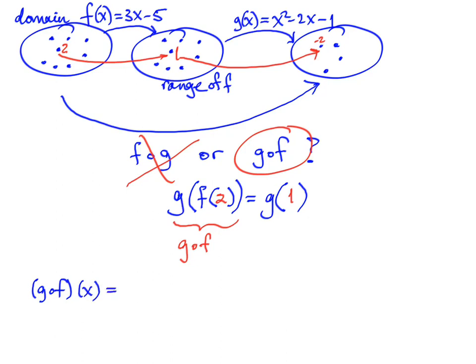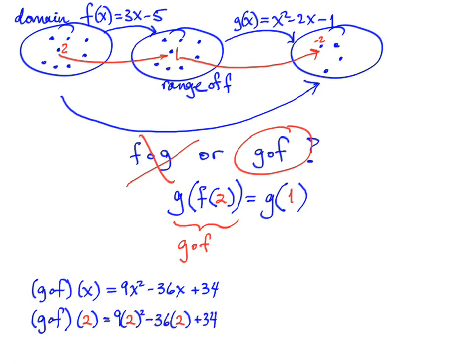And remember that g composed with f, we actually figured out what that function was. It was 9x squared minus 36x plus 34, right? So let's just check. G composed with f of the number 2 is 9 times 2 squared minus 36 times 2 plus 34, and that's 36 minus 72 plus 34, which is negative 2. Okay, so we checked our work, we verified.